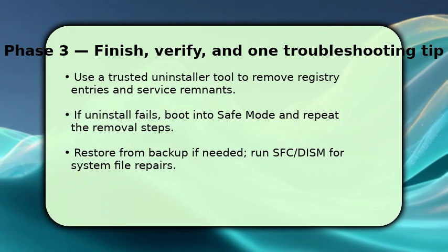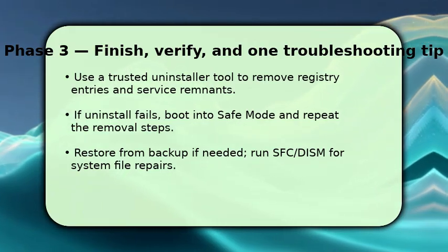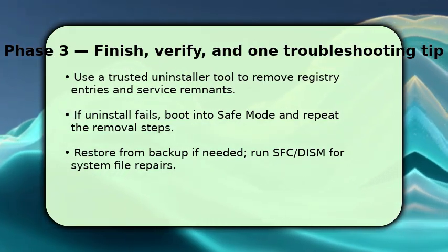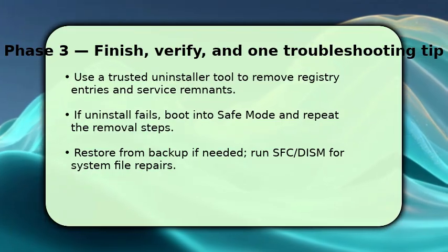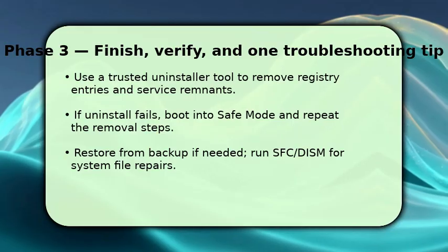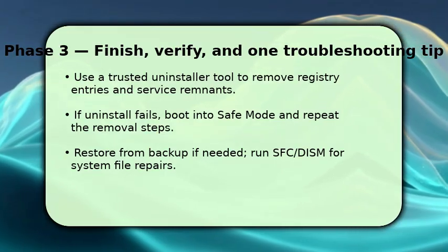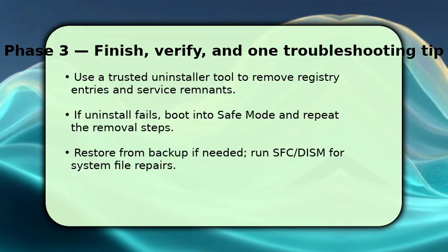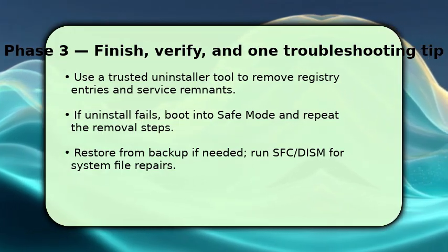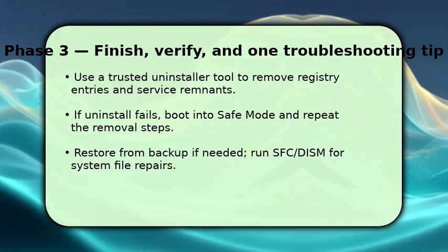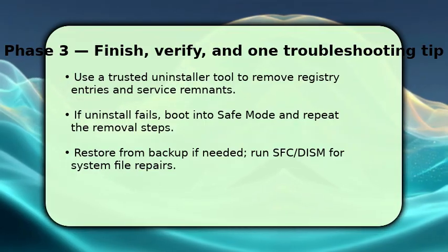If the uninstall fails, boot into safe mode and repeat the uninstall and manual deletions. Safe mode prevents stubborn services from loading. Make sure to run System File Checker and DISM if you suspect system corruption. If anything goes wrong, restore the backed up files or use a system restore point, and then retry the clean uninstall.